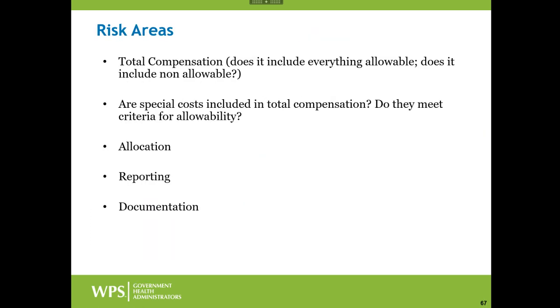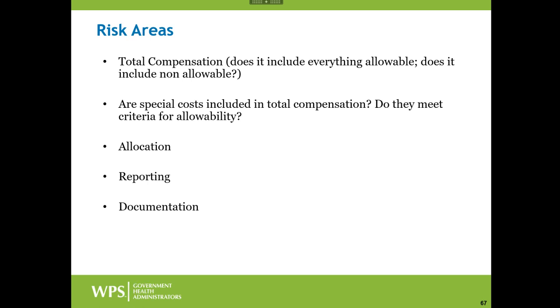And finally, we get to the last section where we're talking about the risk areas that we're looking at from the audit perspective. We're going to be reviewing total compensation to make sure it includes everything that was allowable. And if it does include non-allowable, that's fine for total compensation, but we need to be aware of what it was so it can be separately carved out in worksheet A8 as a separate adjustment. We would want to be aware of whether there are special costs included in total compensation, for example, availability or on call. Are those costs included there? Do they meet the criteria for allowability?